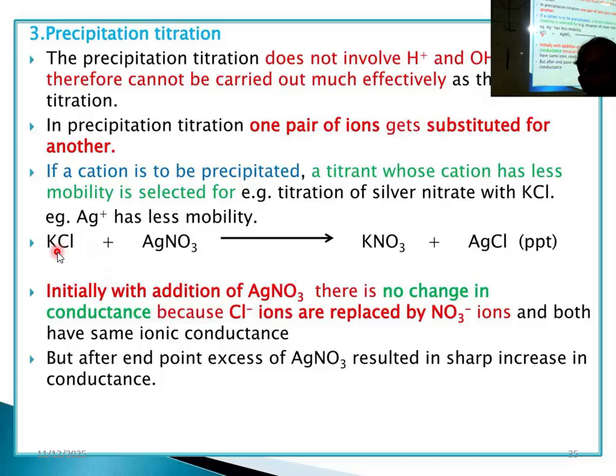So what is formed? KNO3. KNO3 and KCl have almost the same conductance. K is common, and Cl minus and NO3 minus are not much different. So what will happen? The plot will be parallel. After that, the accumulation of AgNO3 causes a rise. So parallel, then rise. This, then this. Got the plot?